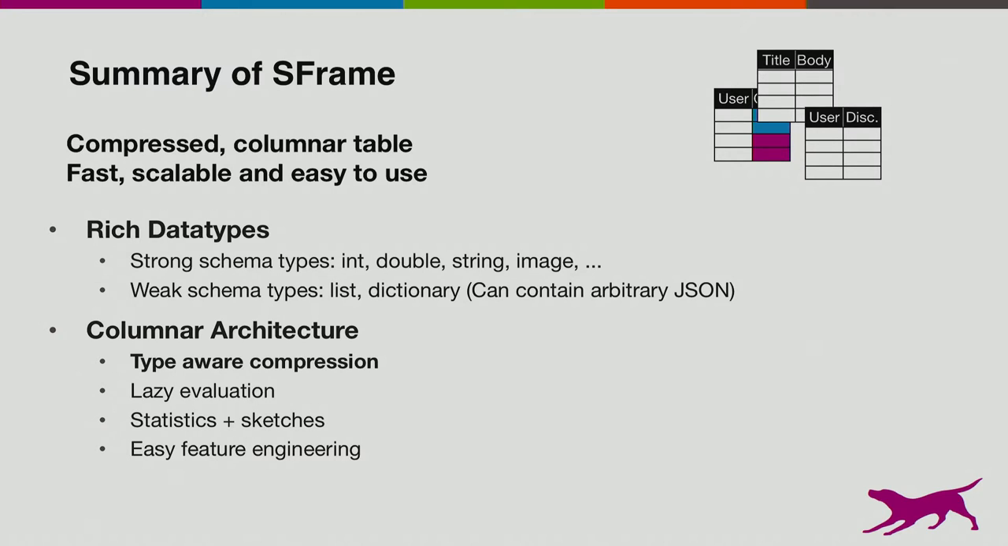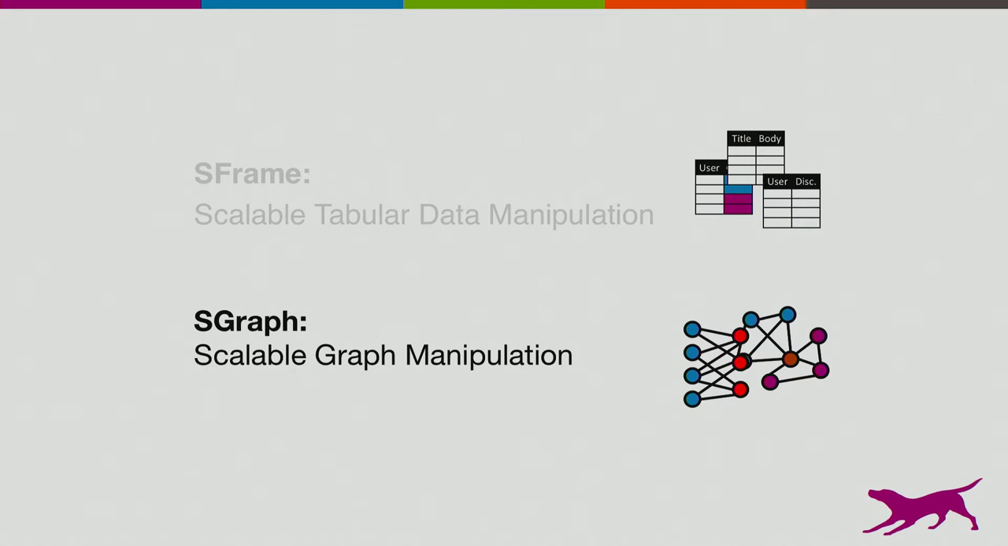So in summary, SFrame is this compressed column table, which we built to be fast, scalable, and easy to use. It supports rich data types for ease of use. And technically, we use a columnar architecture with the benefit of type-aware compression, lazy evaluation, and easy feature engineering. So let me take a quick pause here, and if you guys have any questions about SFrame, I can try to answer before I move on to SGraph.